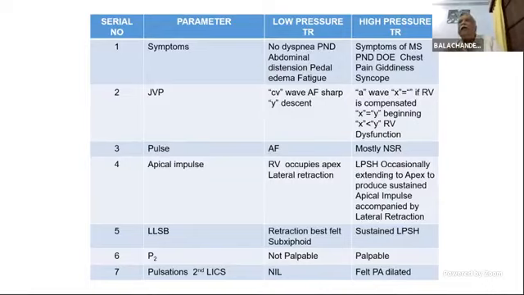Whereas in low pressure TR, it's a retraction. And of course, P2 is again the most important sign. It is not palpable, whereas in high pressure TR, it is definitely palpable. But having said that, there may be many reasons where you can't feel the P2, even in pulmonary artery hypertension. So you have to use other methods, which I just described. The pulsations can be felt. It is definitely PA. Next slide.